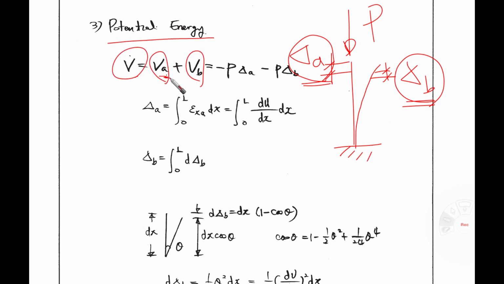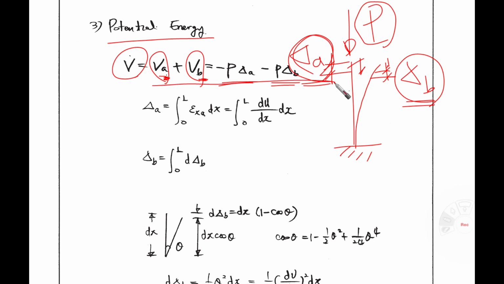A is regarding axial shortening, B is regarding bending deformation. Then potential energy, you know the equation: P times some distance of moving. The moving distance is delta A, right? Yeah, that is potential energy. Then P times delta B. Delta B is the moving distance due to bending, like that.